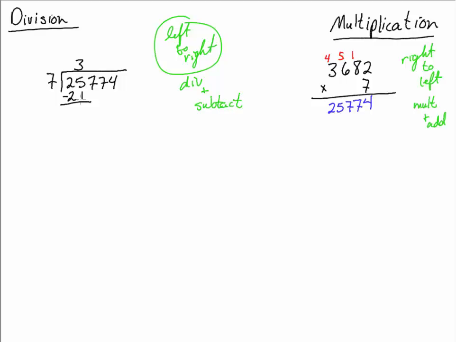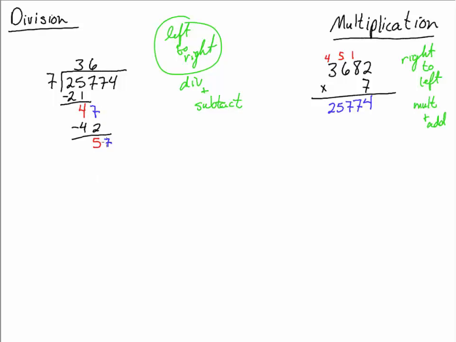So 25 minus 21 is 4. I'm going to put that right there and then drop down this 7. And now we're going to take 7 into 47. 7 goes into 47 6 times. 6 times 7 is 42. And then we subtract. And we get 47 minus 42 is 5. And then bring down that 7. So we get a 57.